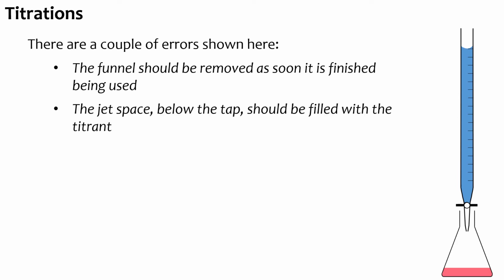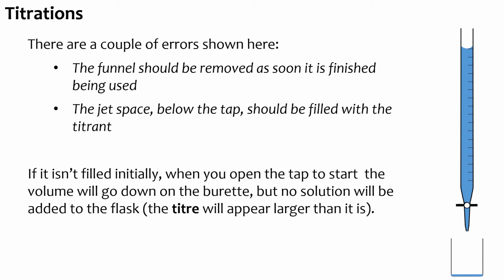Now the second problem that we've got here is that the jet space, which is underneath the tap, should be filled with the titrant. Now that is very, very important. So I'm just going to put a little waste beaker underneath my burette here, and I'm going to open the tap just until that jet space is filled, and then you would discard the waste in the beaker.